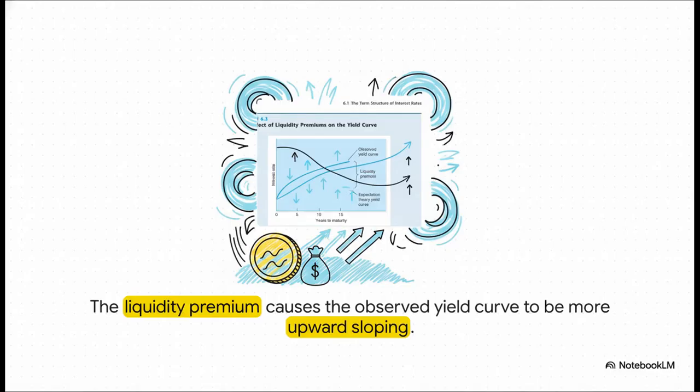Okay, now look at this graph because it pulls both of those ideas together perfectly. The black line, that's what the curve would look like based on just expectations. But then you layer on that liquidity premium, that extra compensation for taking on long-term risk, and boom, you get the blue line. That steeper, upward-sloping curve is what we almost always see in the real world.